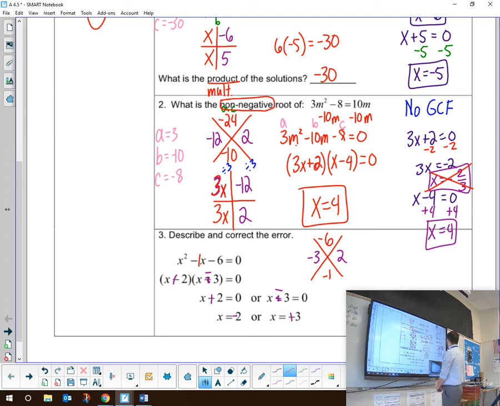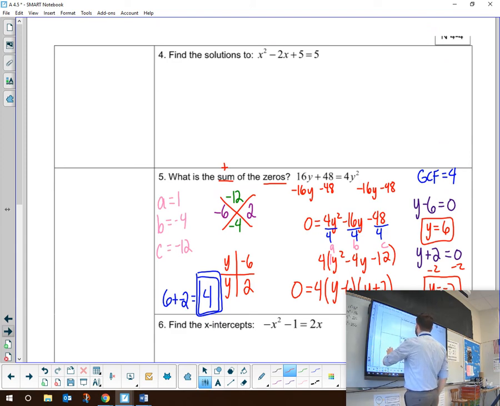Okay? All right. Let's move on to the next page. Remember, we're just doing the evens today, so you can see that everything else is filled in for the odds, but that's because we did the odds yesterday. Take a look at number 4 here.